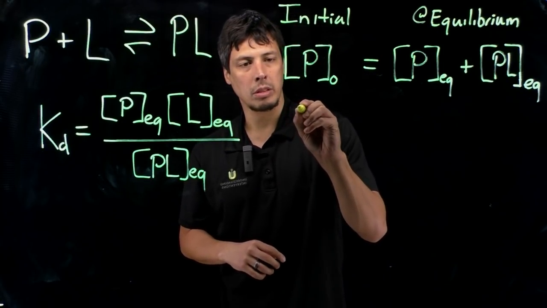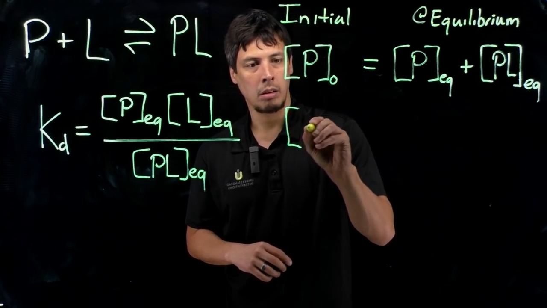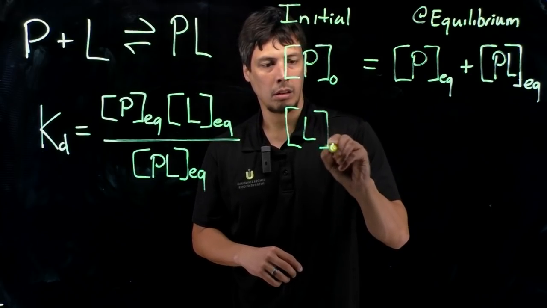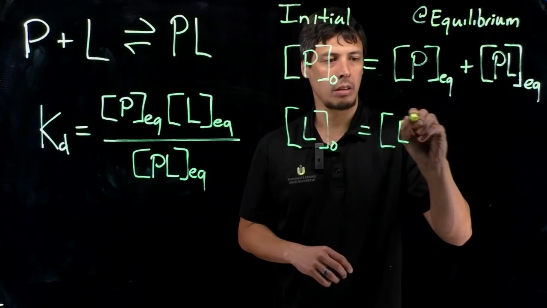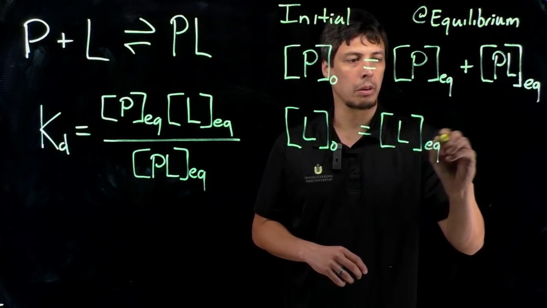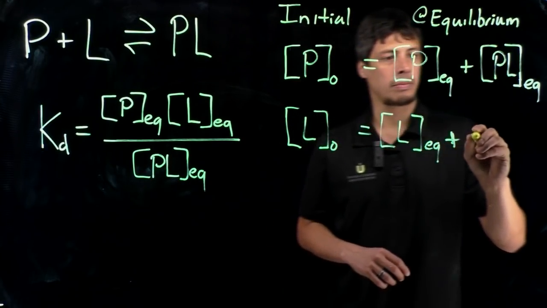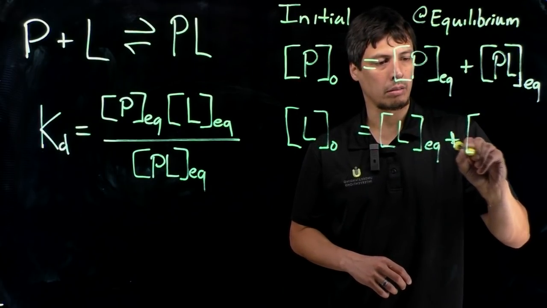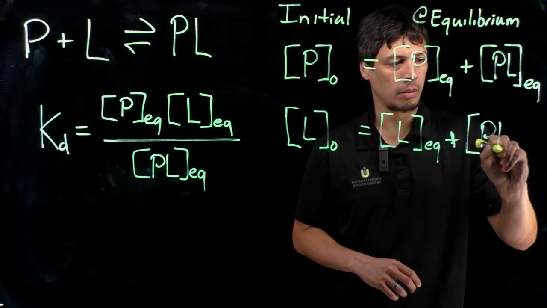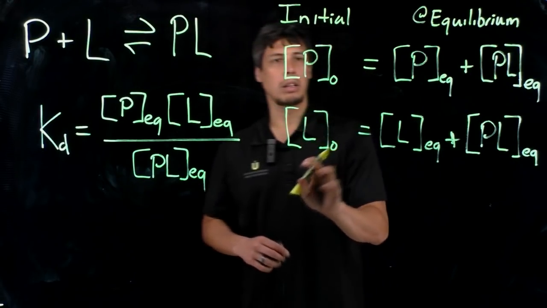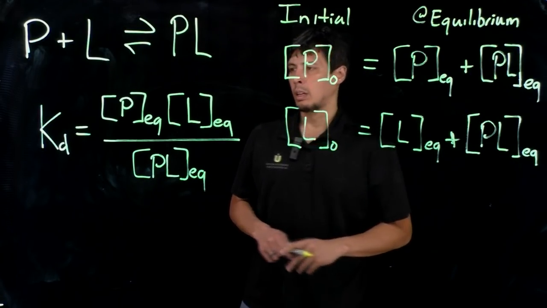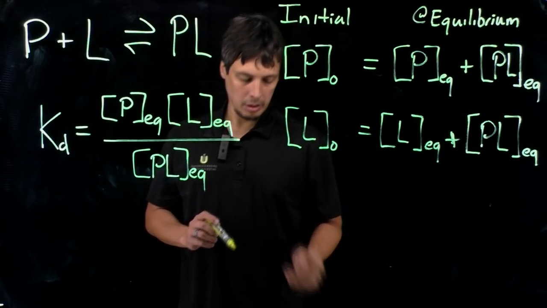So we also want to do the same thing for ligand. So ligand naught equals, again, the amount of free ligand at equilibrium plus the amount of ligand that is bound to the protein. And that accounts for all of our ligand that was there at the beginning of the reaction. So now what do we do with this?